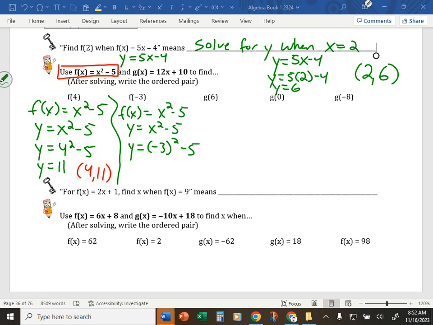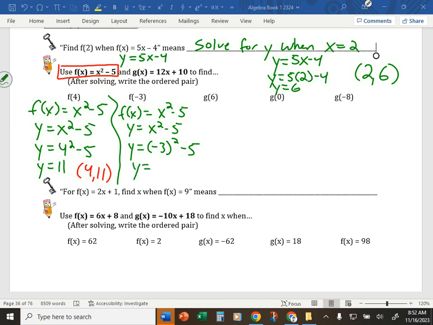Why did I put negative 3 in parentheses? Because we're squaring a negative number. If you're using your calculator for this, make sure you put parentheses around the negative 3 because that negative sign is part of the base. We're squaring x. x is negative, therefore we are squaring a negative value. What is negative 3 squared minus 5?